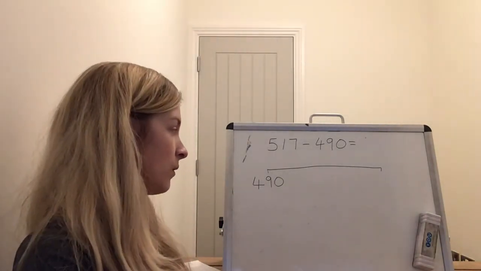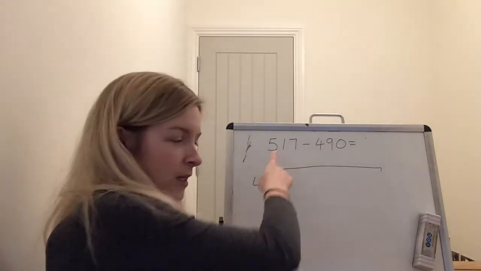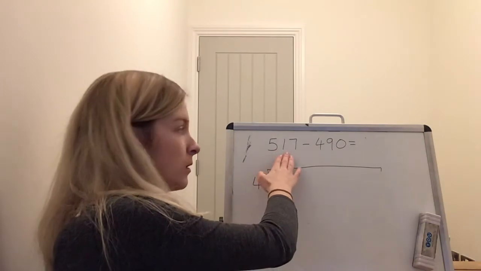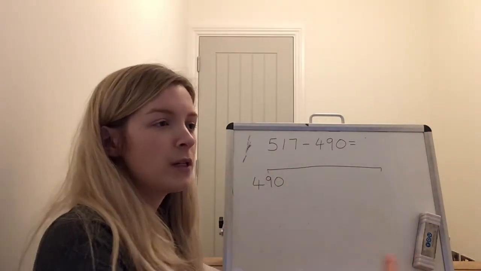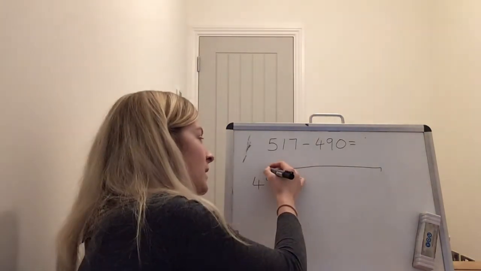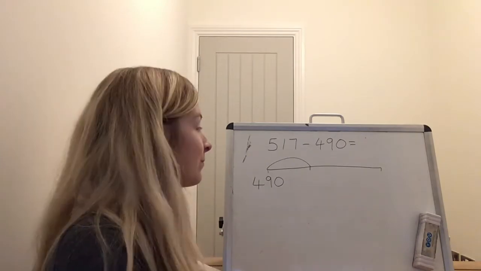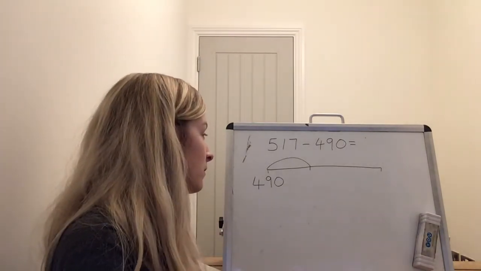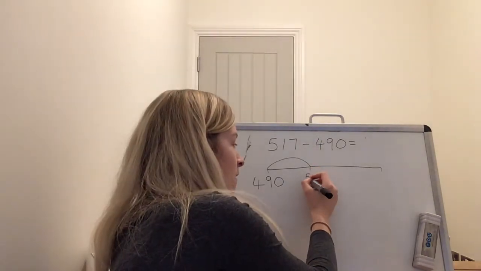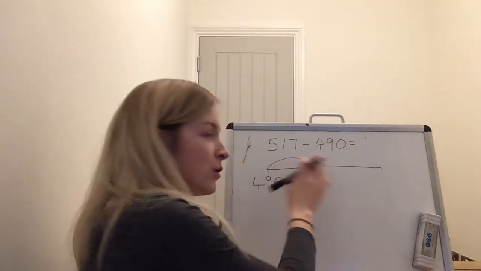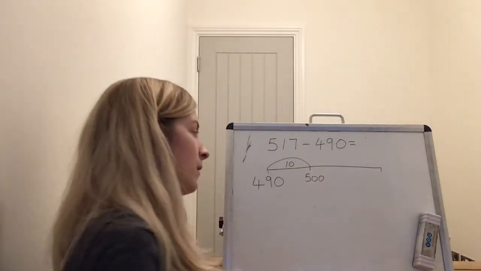Okay, so starting at 490, trying to find the difference to 517. Let's jump forward to a multiple of 10. What is the next multiple of 10? Do you know? Can you tell? It is 500. Well done if that's what you're thinking. 500. And we've jumped forward 10.